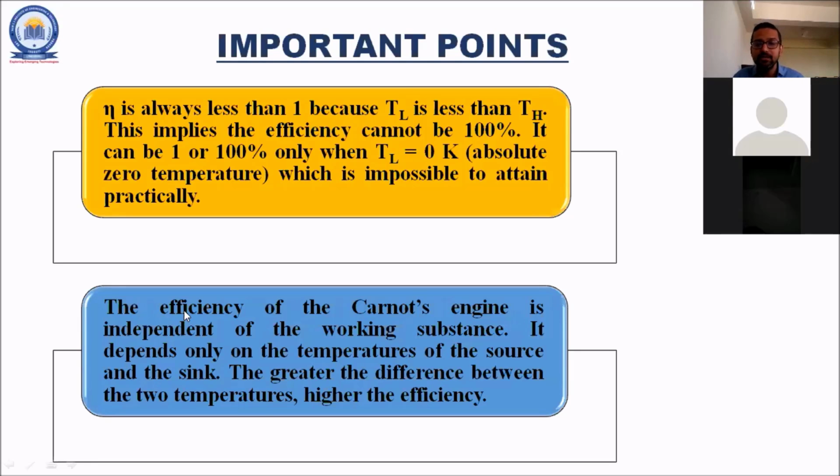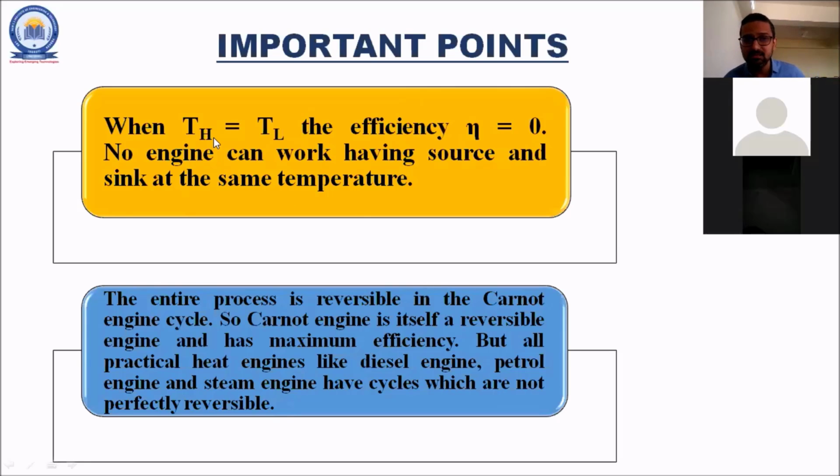The next important point is the efficiency of the Carnot engine is independent of the working substance, because in the efficiency equation we have not found anywhere any mention of the working substance. So the efficiency depends only upon the temperatures of the source and sink. The greater the difference between the two temperatures, the higher will be the efficiency. Moving further, when both the temperatures are equal, that is TH is equal to TL, the efficiency comes out to be 0. So no engine can work having the source and the sink at the same temperature.